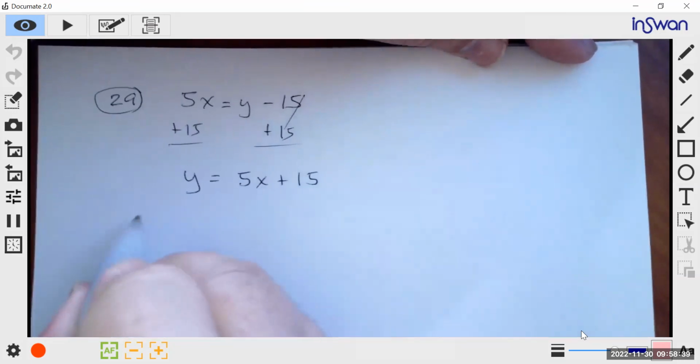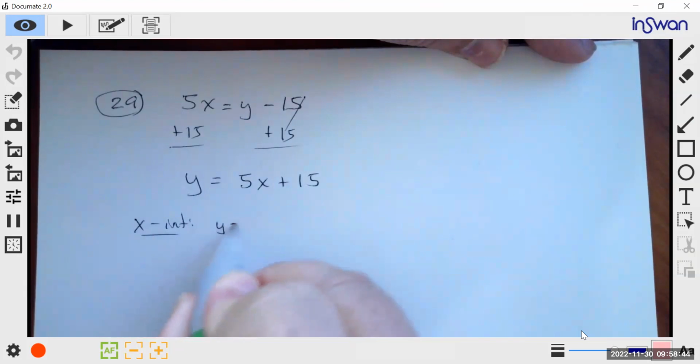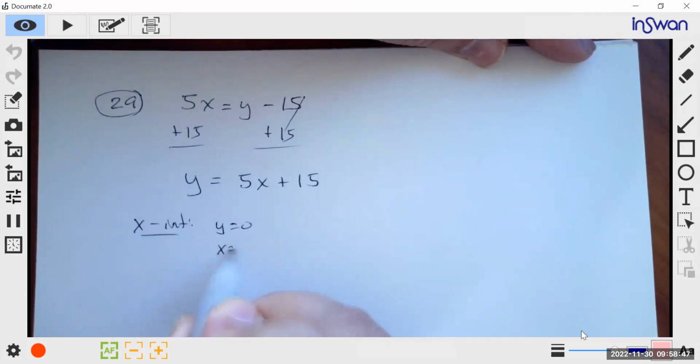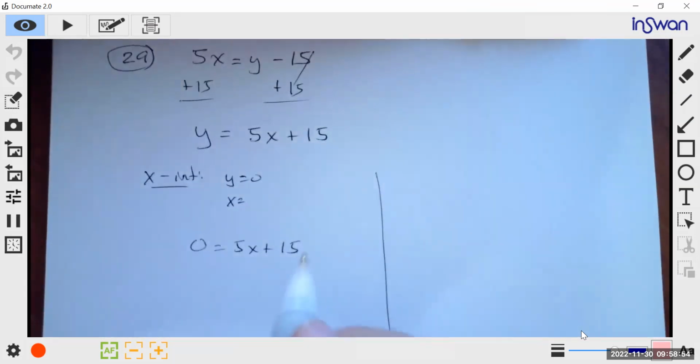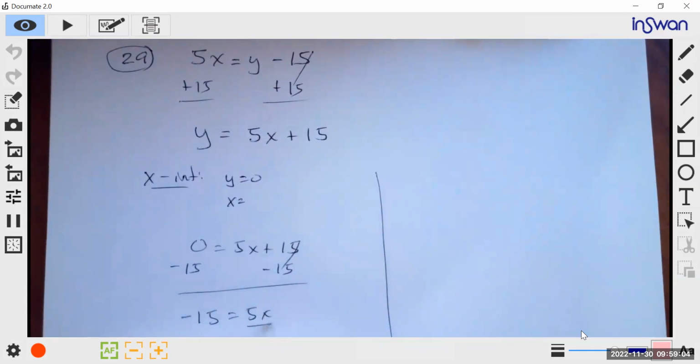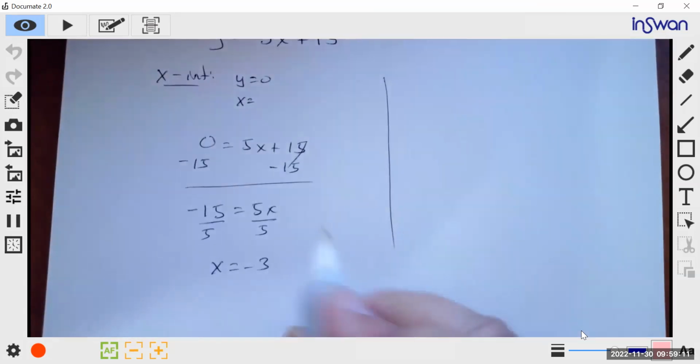Right? So the x-intercept, set y equal to 0 and solve for x. So 0 equals 5x plus 15. Subtract 15, and divide by 5. So x is equal to -3. So the x-intercept is -3, 0.